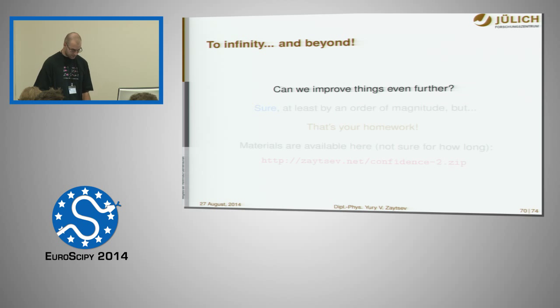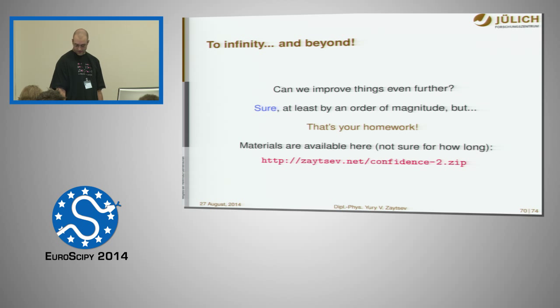Now, the question is, can we improve things even further? So, for instance, we have replaced these comprehensions with NumPy calls. It got more memory efficient, but a bit slower. It might seem like there is no work left to do. However, you can improve it by at least 1 order of magnitude by changing 2 more lines. So that would be your homework.